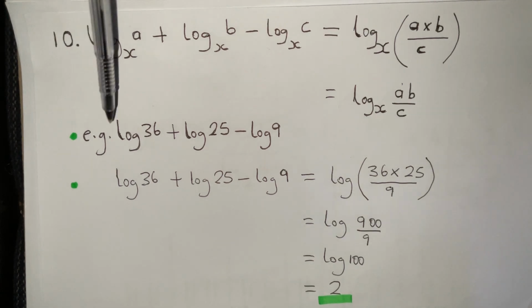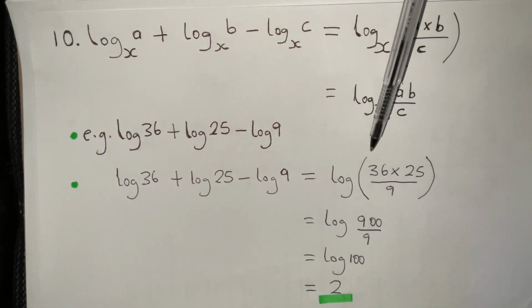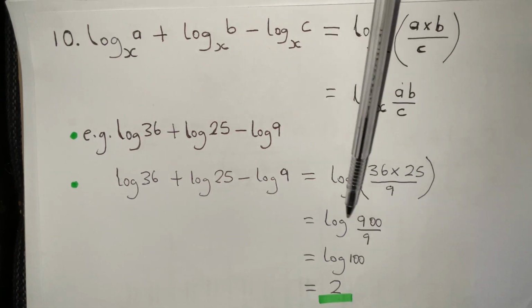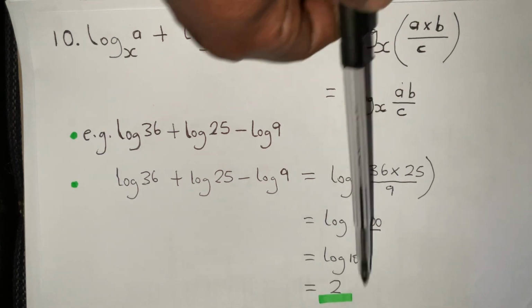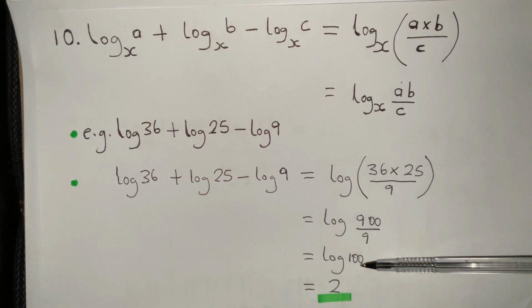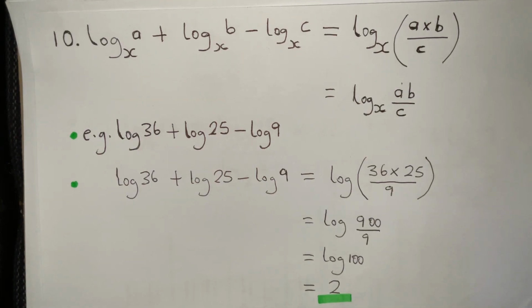For example, log of 36 plus log of 25 minus log of 9 becomes the log of 36 multiplied by 25 over 9, which is log of 900 over 9, which is log of 100. Since you are dealing with base 10 numbers, log of 100 equals 2. So that will be our final answer. Okay, I hope you are grasping the concepts here.